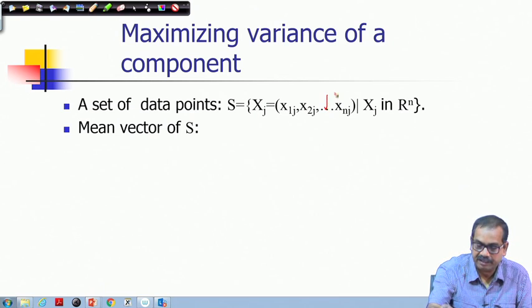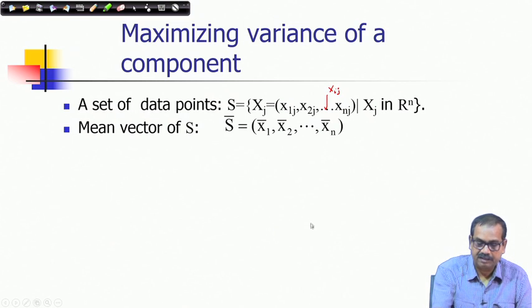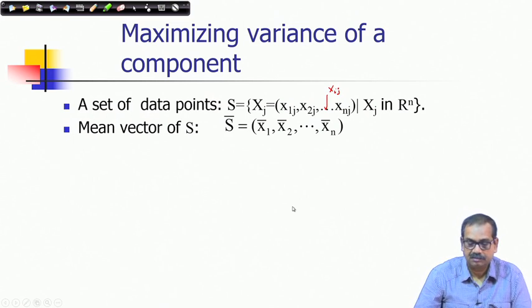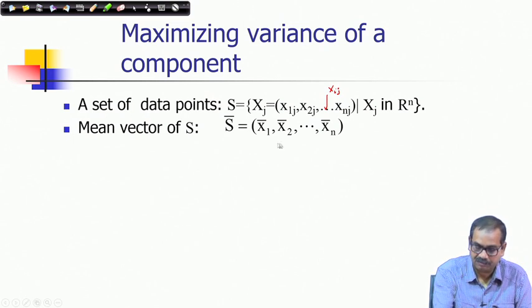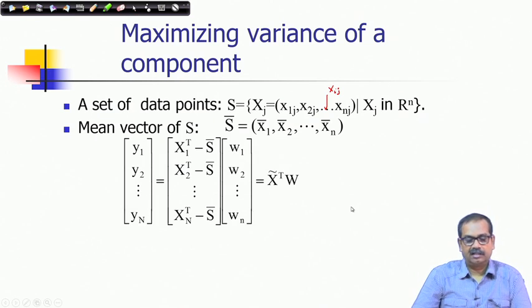So, we consider the ith component as x_ij here. The mean vector, as we discussed, is x bar, which is the mean of each component. We have defined it earlier also, and then we perform this transformation. We are taking the component along a vector W, which is a unit vector.